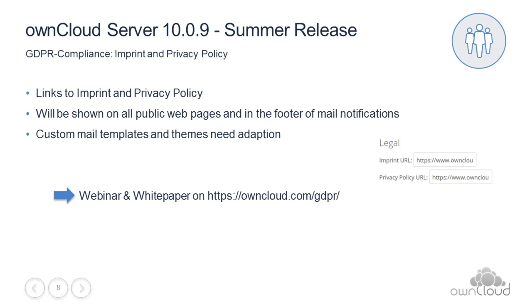These are configurable via the user interface in the admin settings general section, and also via OCC if you want to automate this for several instances, for example. And the links you configure there will be shown on all public web pages. So for example, on the login page, and also on the public link page, and also in the footer of mail notifications. When users, for example, send public links via mail, then receivers will also get to see these links.